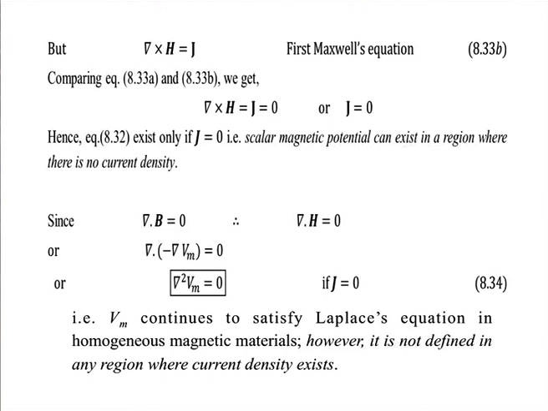Also, since del dot B is equal to 0, therefore del dot H is equal to 0, or del dot minus gradient of Vm is equal to 0, or Laplacian of Vm is equal to 0 under the condition J is equal to 0. This shows that Vm continues to satisfy Laplace's equation in homogeneous magnetic materials. However, it is not defined in a region where the current density does not exist.